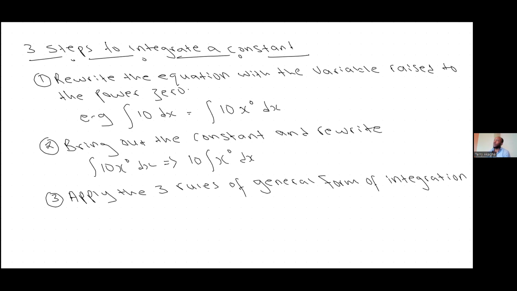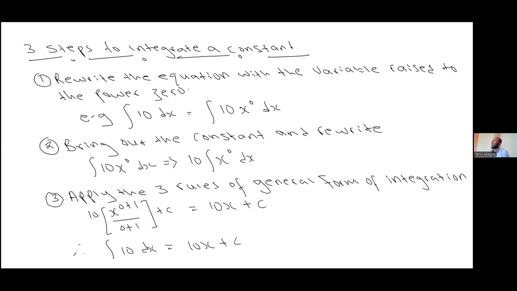Okay? So we're going to apply the 3 rules. As usual, you add 1 to the power. So it's going to be 10 into brackets x to the power 0 plus 1 divided by 0 plus 1, plus c. And that will give you 10x plus c. Are you seeing it? So therefore, we can now say when you integrate 10 dx, it will give you 10x plus c. All right?